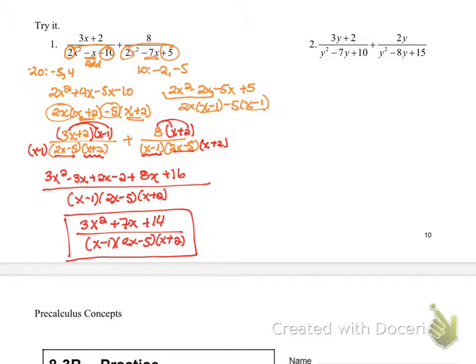Okay, if you want to pause it and try the next one, you may, and then turn it back on and I will continue doing it.